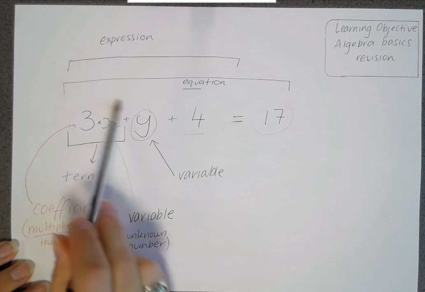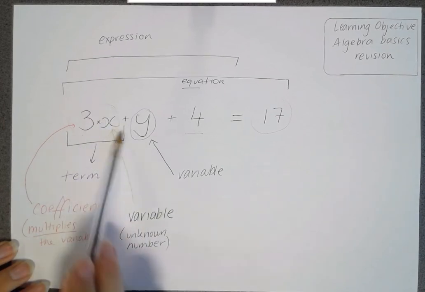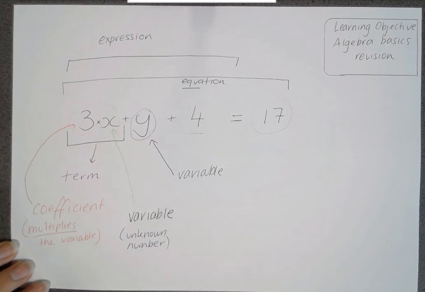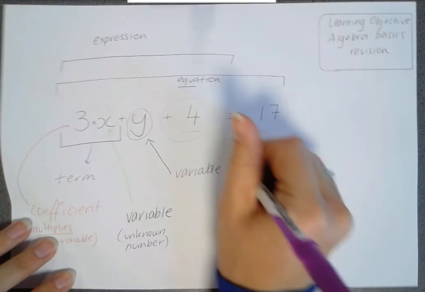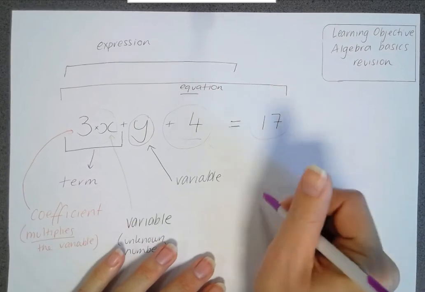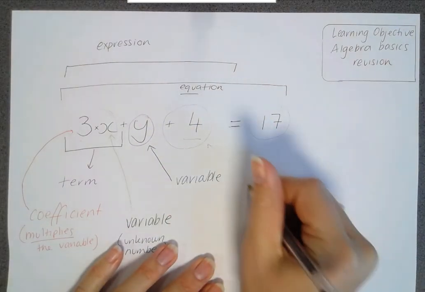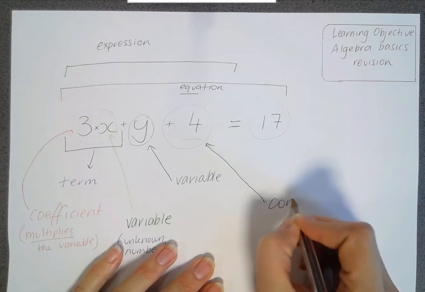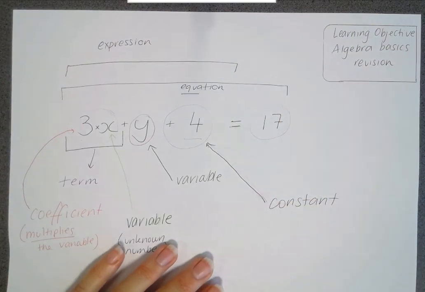Right, so we've got a term here. Within the term there's a coefficient and a variable. We have another variable here, and this particular thing here just looks like a boring old number, and my pen's run out. That's fantastic. And this is known as a constant, and it is a constant number because it never changes.